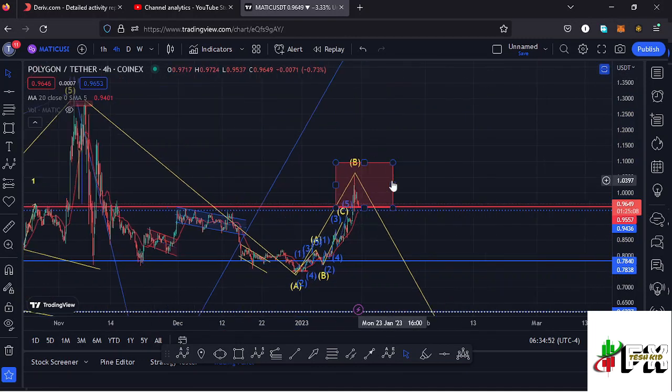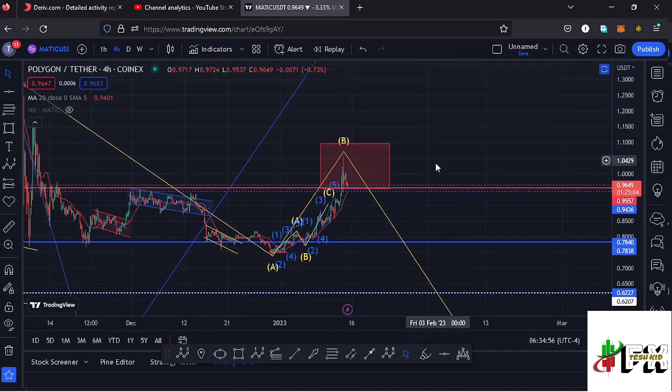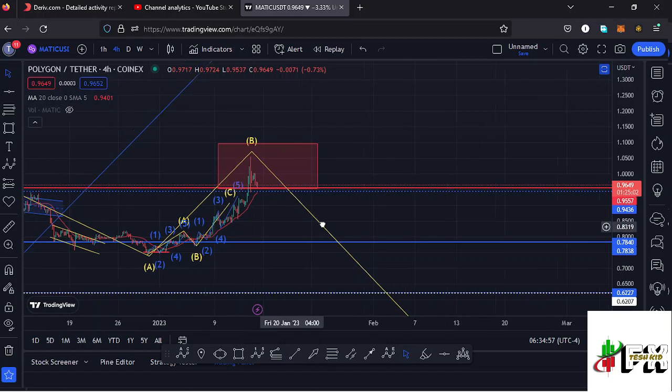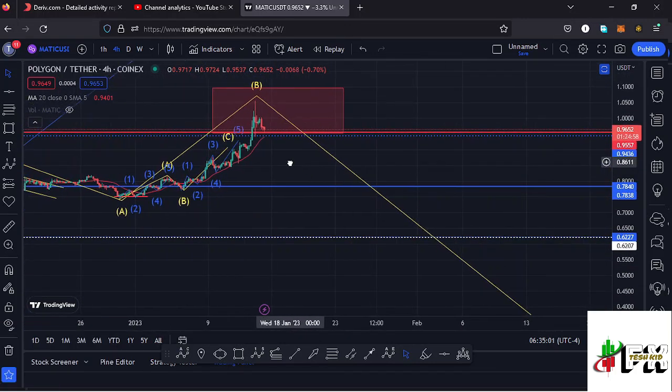And there are chances that we might have seen the peak for this wave B, and that whatever we are seeing at the moment in this retracement might be the start of this wave C to the lower side. And for this wave C to play out, we need to lose the key area of support at around the $0.95 mark, and once that happens, then I will expect to see a retest of that key area of support. And once the retest is in, then we can continue pushing even lower.